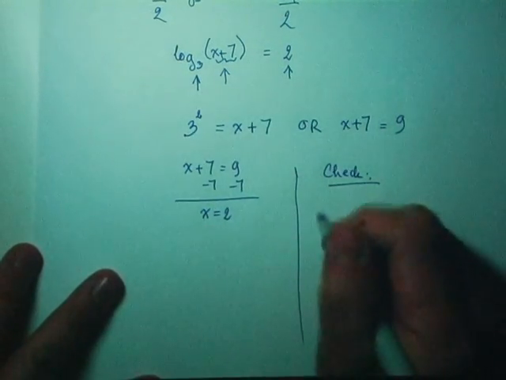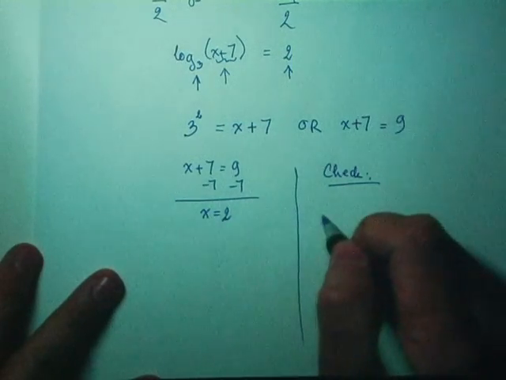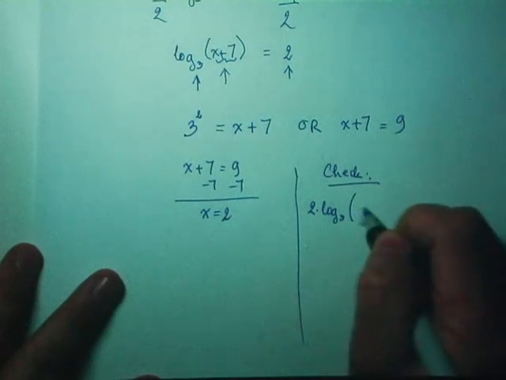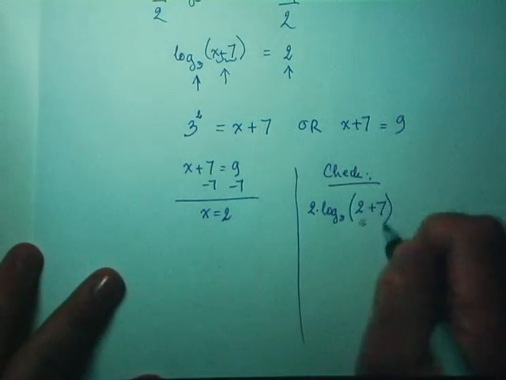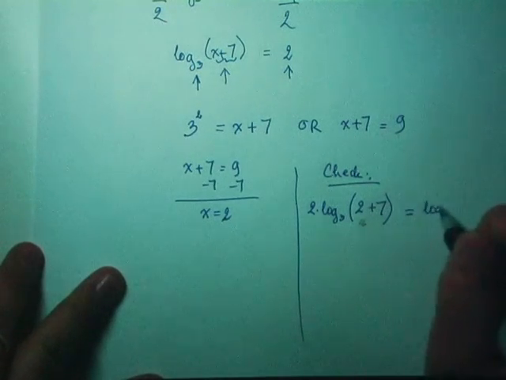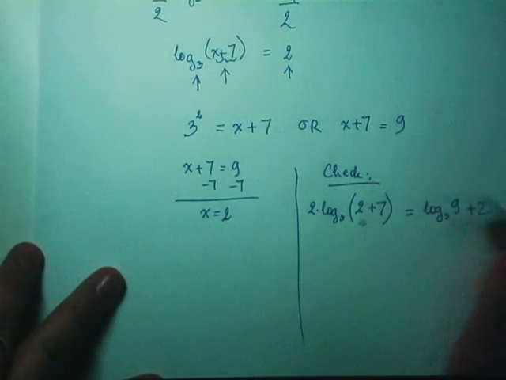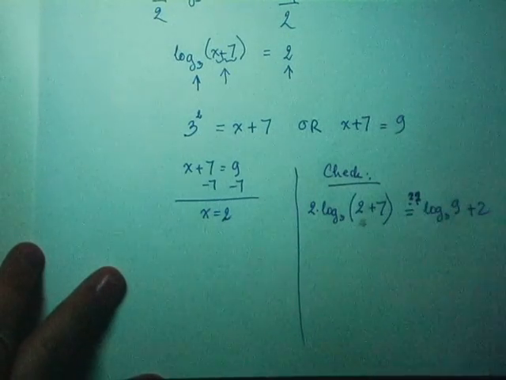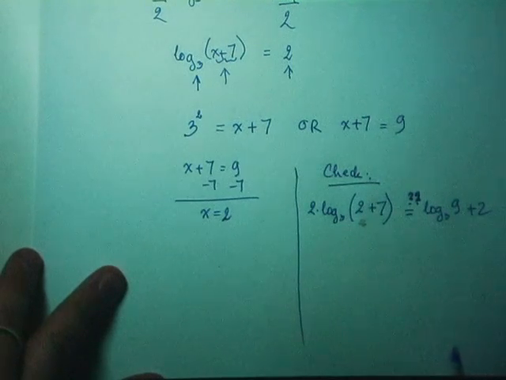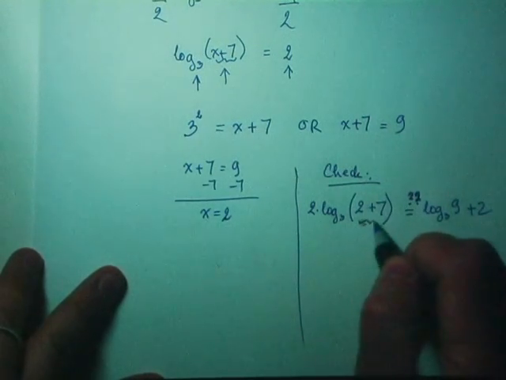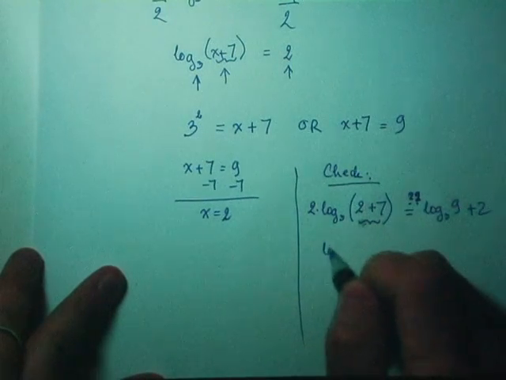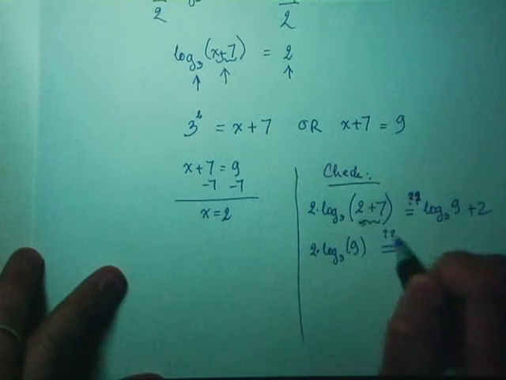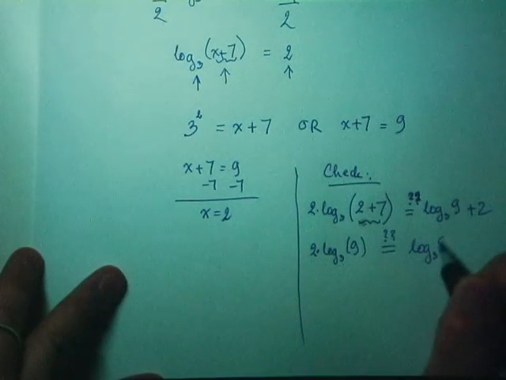I need to plug that x equals 2 back into the starting equation, which says 2 times log base 3 of (x + 7), but x is now 2, so I have 2 + 7, and equals log base 3 of 9 plus 2. And let's see if the two sides are actually the same. I'm putting a question mark on the equal sign once again. So right inside that logarithm, I have log base 3 of 9 times 2, and let's see if it's still going to equal log base 3 of 9 plus 2.